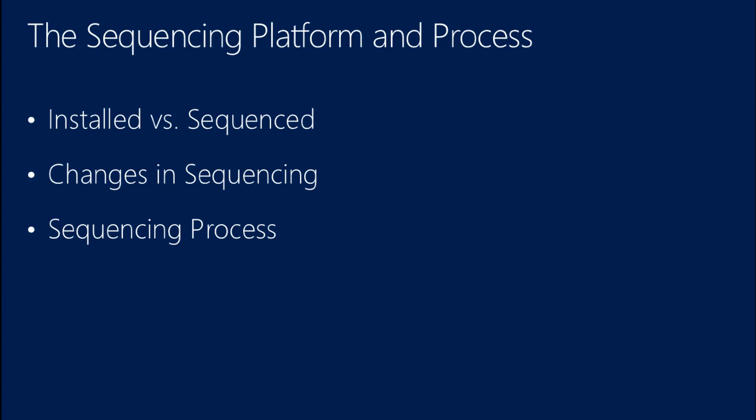Changes in sequencing. We're going to see that the actual sequencing process, as Alfred's going to demonstrate, is pretty straightforward, and not a lot has changed from the 4.x sequencer to the 5.x sequencer, at least in terms of the user interface. There's a few things here and there. In terms of the sequencing process, the majority of the changes are in the actual file system and what's output as a package.